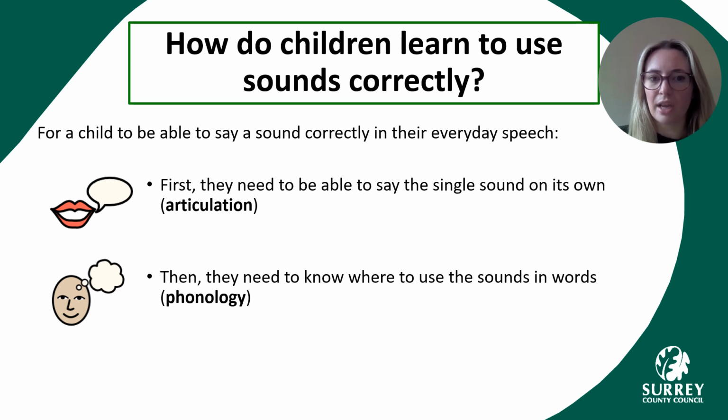Then there is phonology. Phonology is the ability to know where to say the sounds in words, and the understanding of how the words are made up. For example, a child might be able to say a Y sound in yeah, but then might call something lello. This is a phonological error because they can do the sound. It's not that they can't say the Y sound, but they haven't learned where it goes in the word yellow yet.